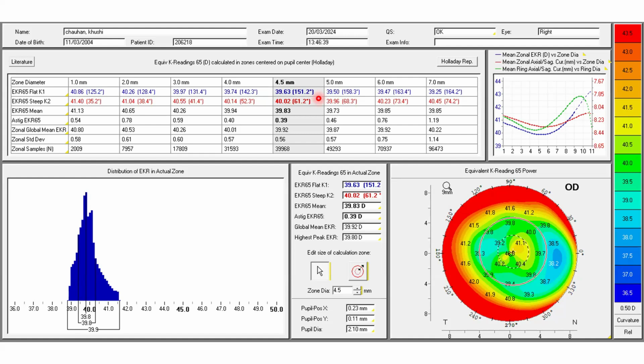Yes, sir. So coming to the Holladay EKR 65 report in this patient, we can see that the axis of the flat K1 varies by about 10 degrees in the 4, 4.5 and 5 mm zone, and the flat axis also varies by around 10 to 15 degrees. The mean astigmatism is minimal. Here the blue graph shows a downward spike and then an increase later on in the periphery, which means that there is flattening in the center, and as we go towards the periphery, it again steepens.